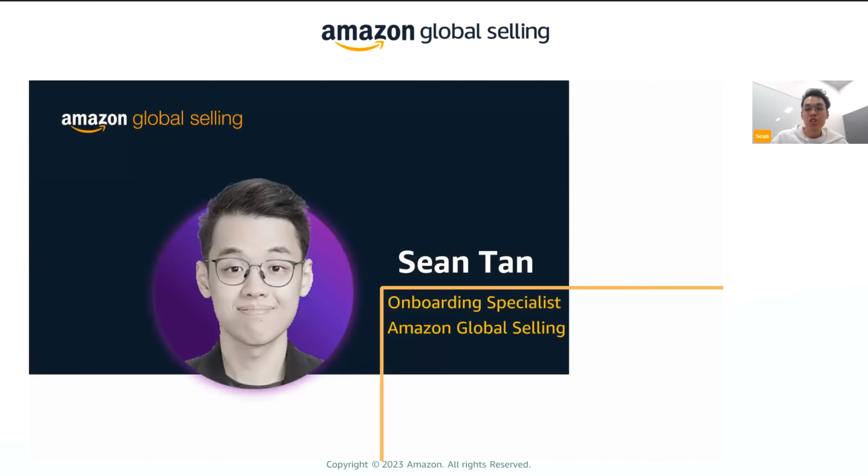Okay. So my name is Sean. I'm the onboarding specialist for Amazon Global Selling. What I usually work with is the US marketplace and EU marketplace. From there, I work with sellers to get them onboarded, to list their products, and to ship their products all the way to the fulfillment center in the relevant marketplaces. I work with sellers to educate them, nurture them, and within their first year, lead them to success.